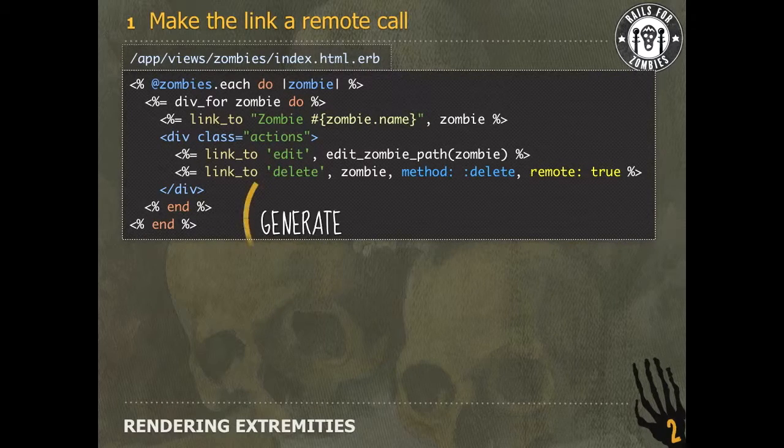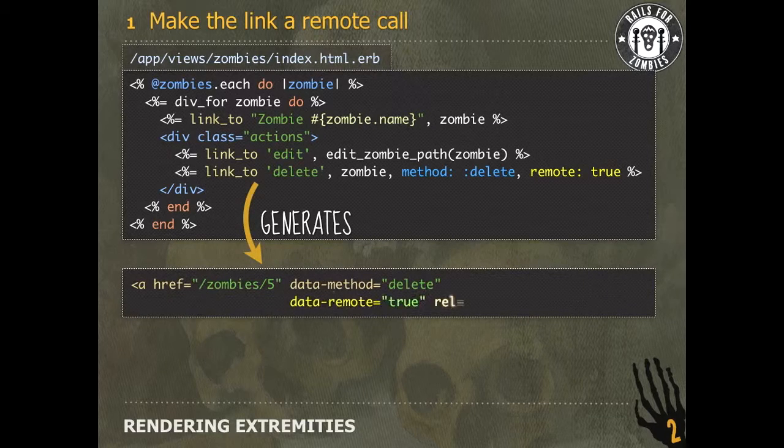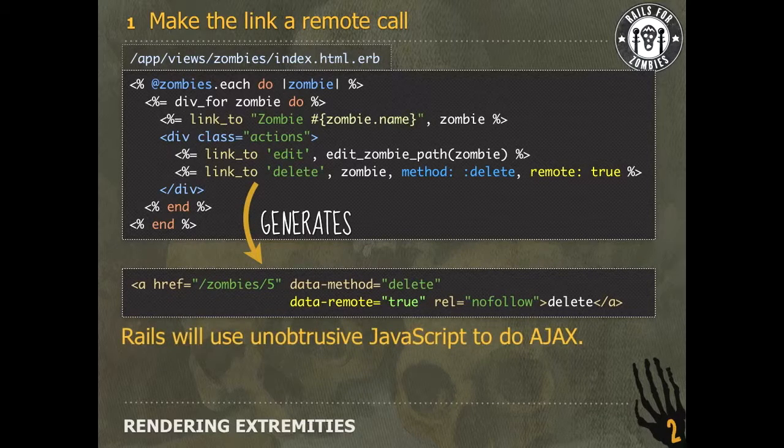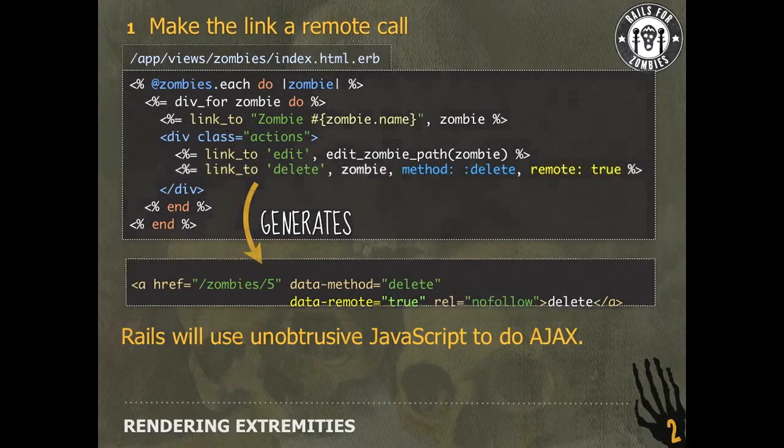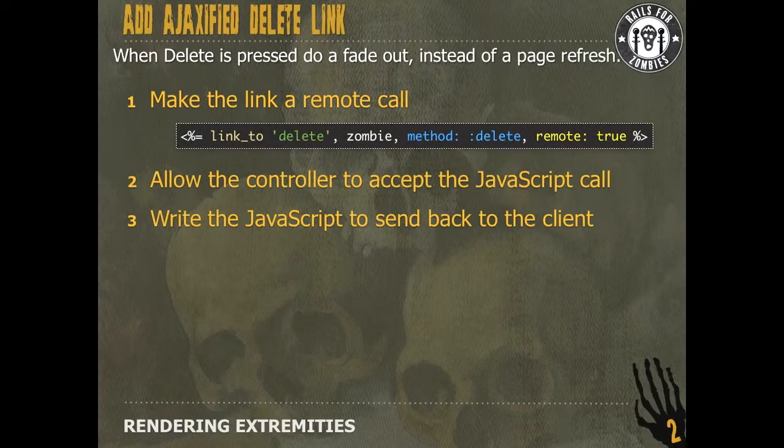If you take a look at what this generates in the client, you'll see that all it's doing is adding another one of those HTML5 elements, data-remote. Rails, of course, is using that unobtrusive JavaScript file we saw earlier to hook into that and make it an AJAX call. So we've made the link remote call. That was our first step.